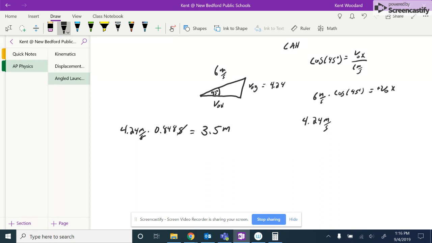All right, to summarize, the approach that we took in this problem was we figured out how long the projectile was in the air, and we applied that to the horizontal component of the velocity, v naught x. We had to use some trig to figure out v naught x and v naught y. Okay, I'll see you in the next video.